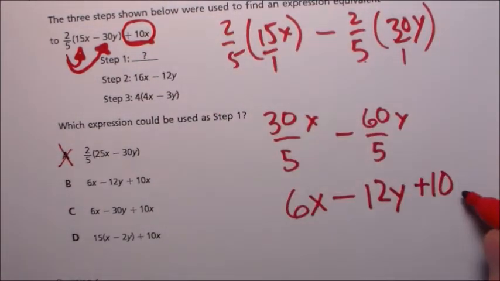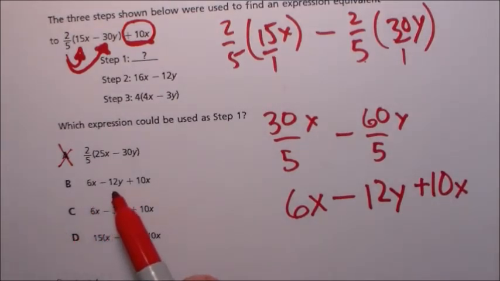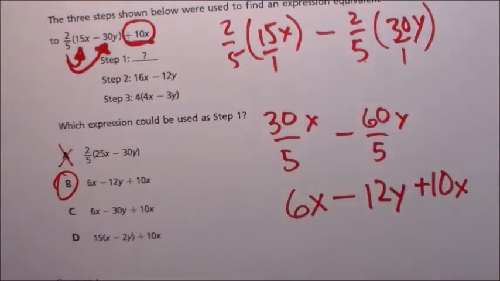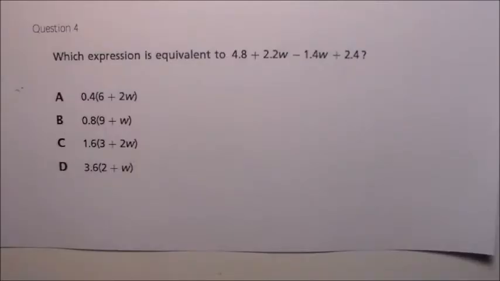Or plus 10x. And which one there fits? We have 6x minus 12y plus 10x. It's B. We're good.